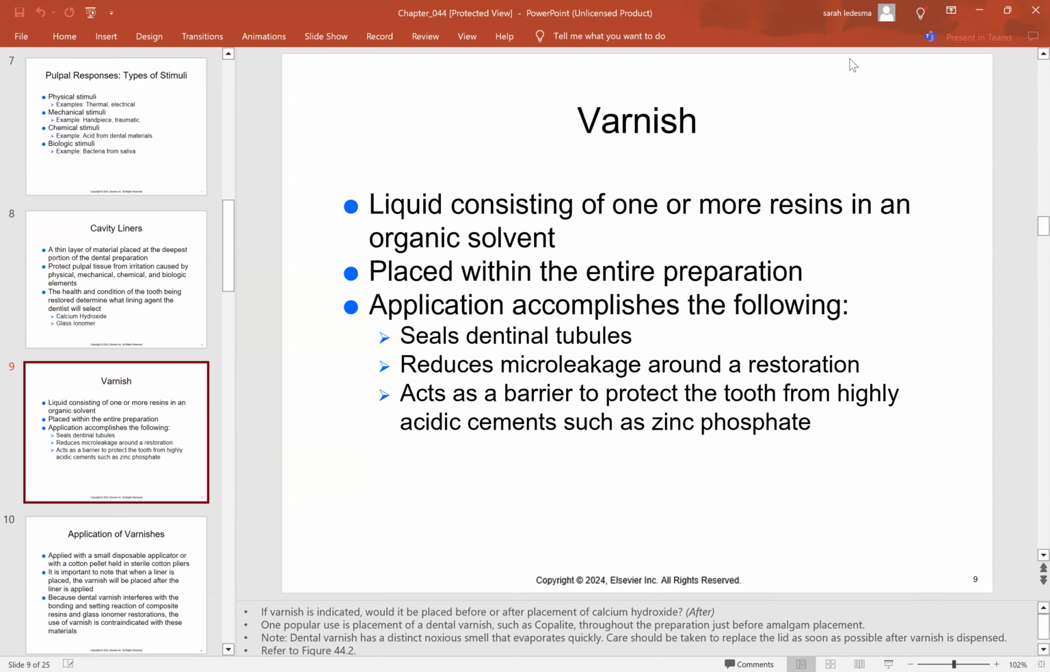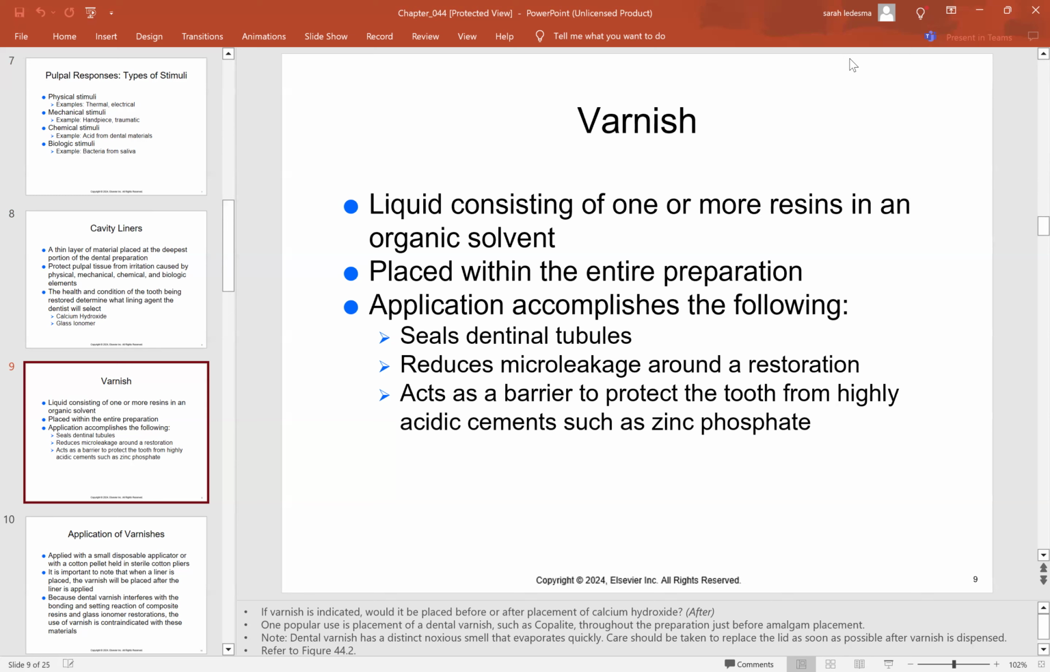Varnish is a liquid consisting of one or more resins in an organic solvent. This is going to be placed within the entire preparation. And what this is going to help to do is seal the dental tubules. This will help in reducing microleakage around the restoration and then also act as a barrier to protect the tooth from highly acidic cements like zinc phosphate.